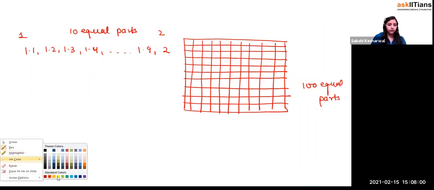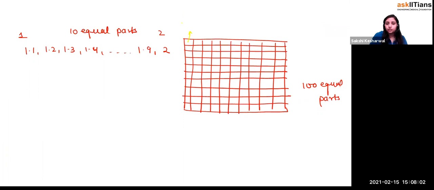Let me change my color and just see. If I'm going to write this part, so this will be what? This is basically the 0.01 part. Yes or no? This is going to be the 0.02 part. Right? So what will this part be? It will be the 0.09 part, and this will be the 0.10 part. Or instead of writing 0.10, can I write it as 0.1 or not? That is one entire step I have taken, out of the 10 equal parts.